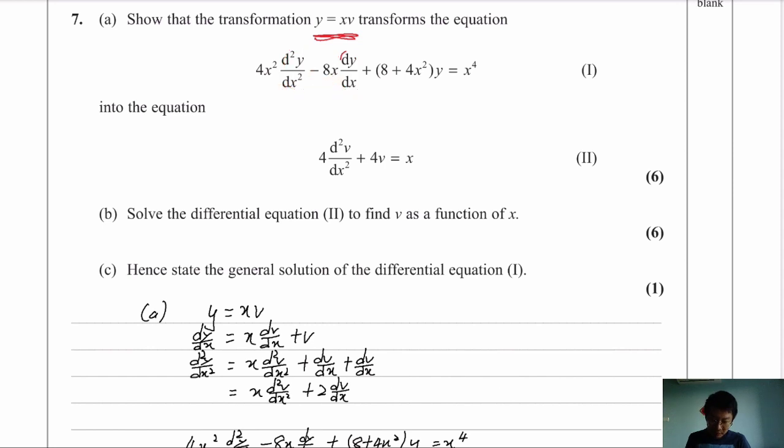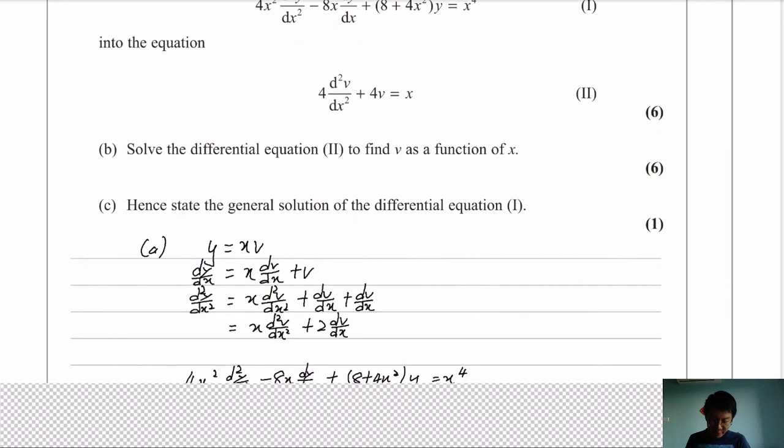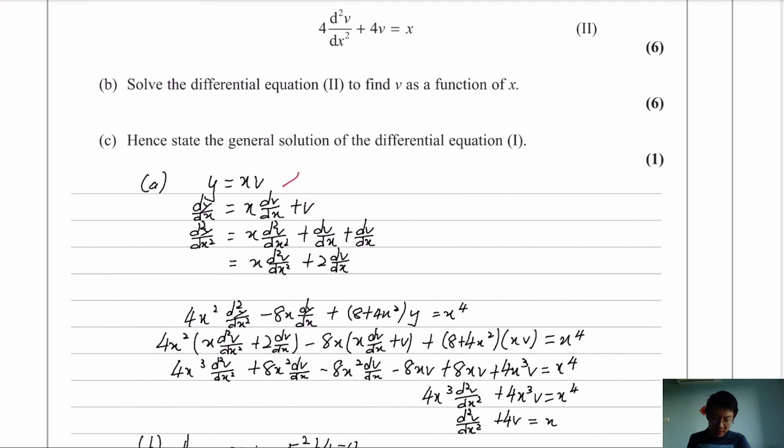So starting with y equals xv, for this one we find dy/dx. Basically dy/dx is just differentiating xv with respect to x. This one has to use the product rule: keep the x and differentiate the v, and then keep the v and differentiate the x.